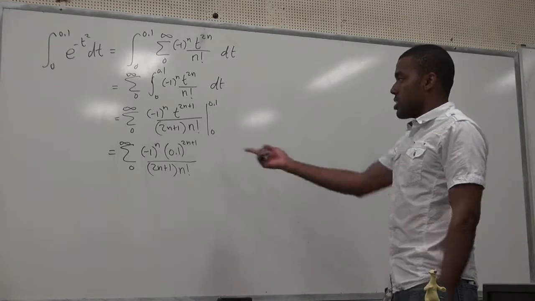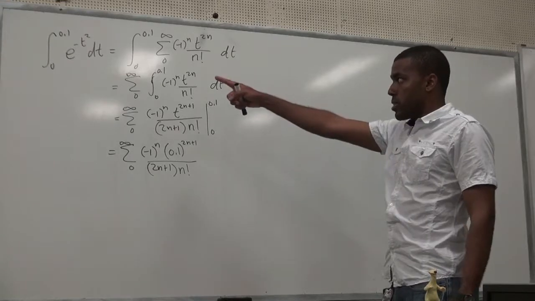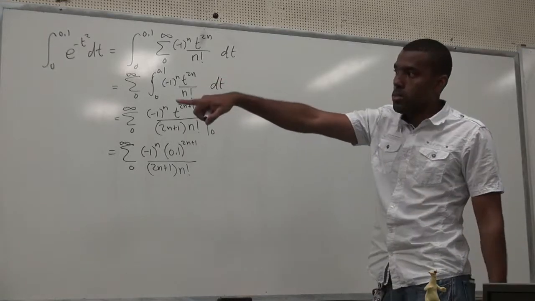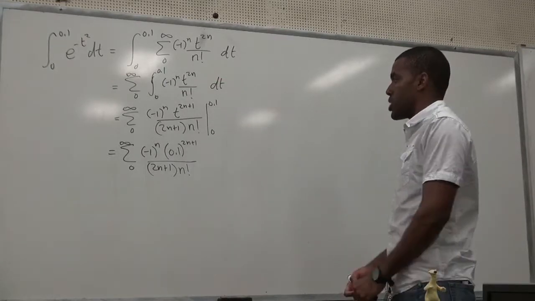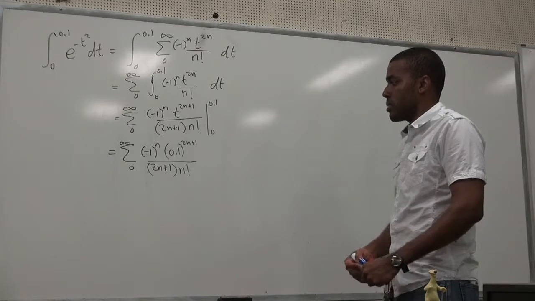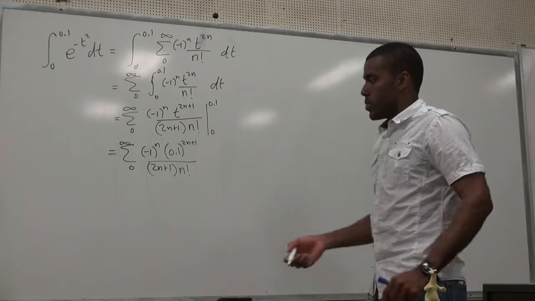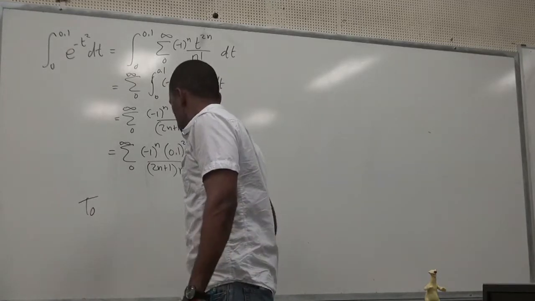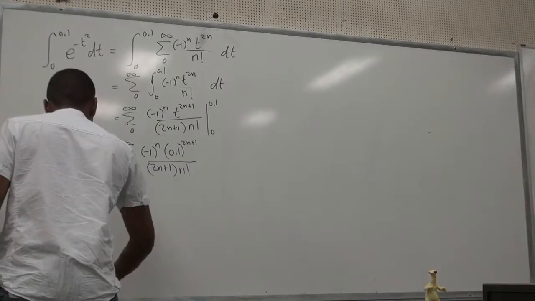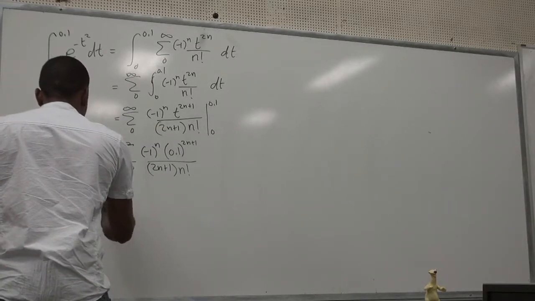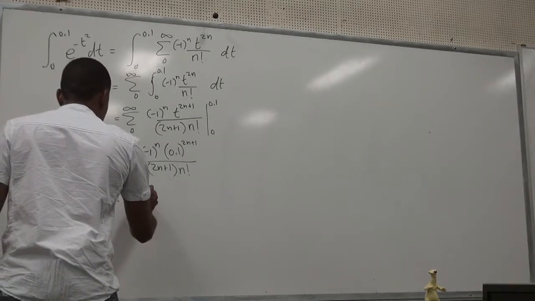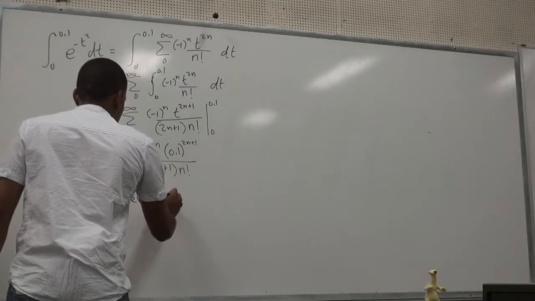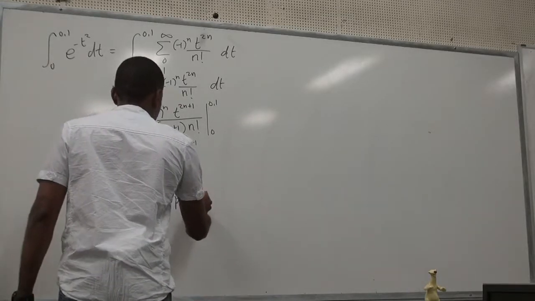But yeah, so that's the series, right? That actually gives you the answer for this integral. But we only need to approximate up to 5 decimal places. So how do I make sure I get 5 decimal places? By the alternating series approximation theorem.